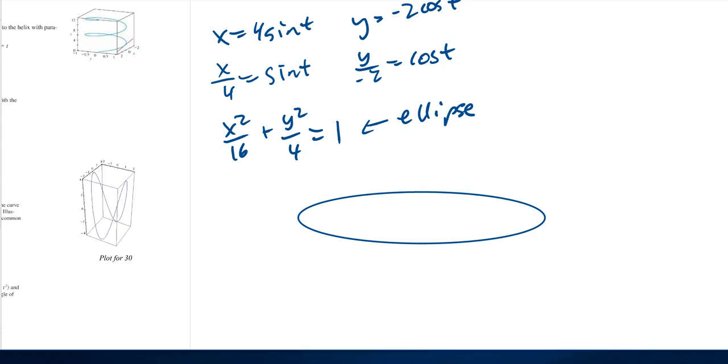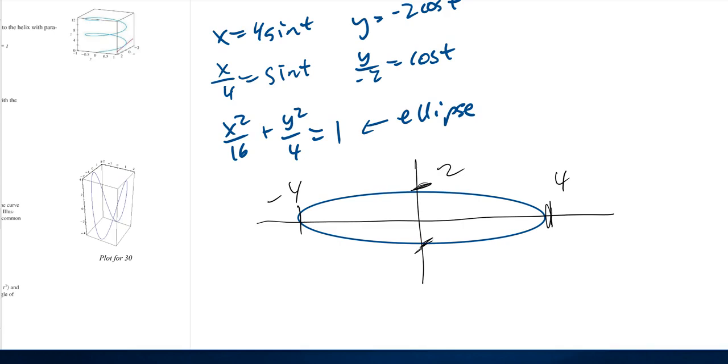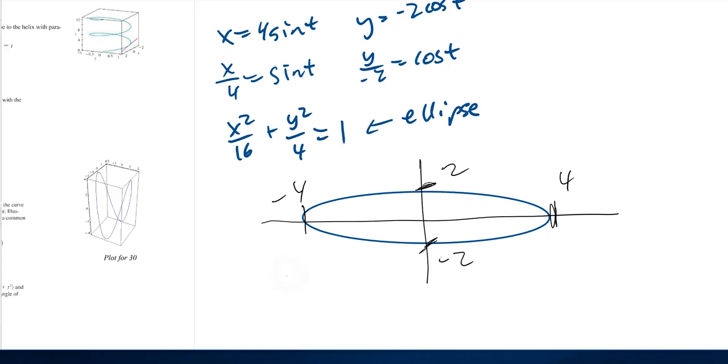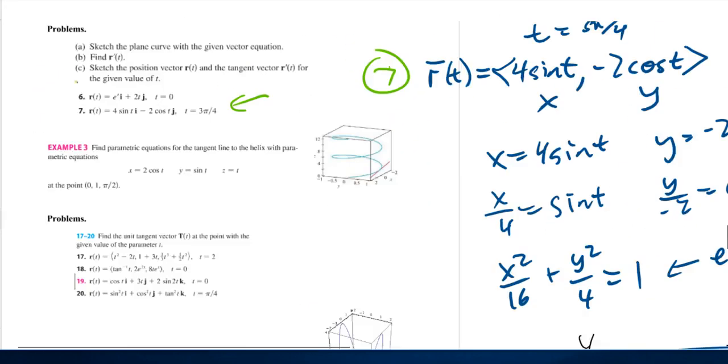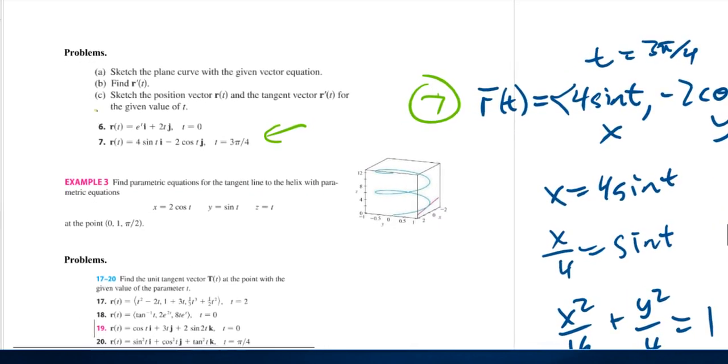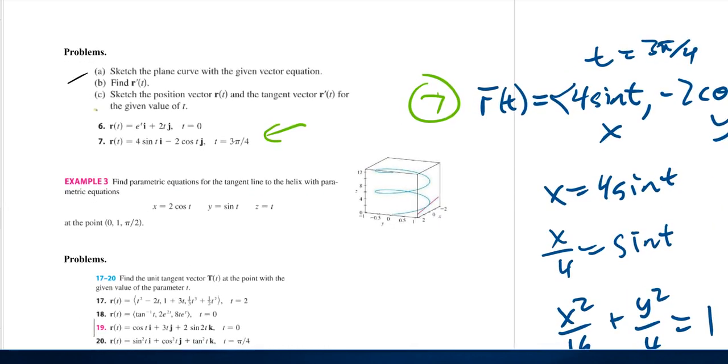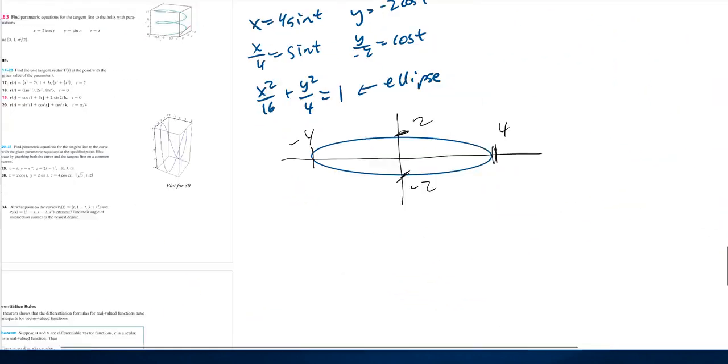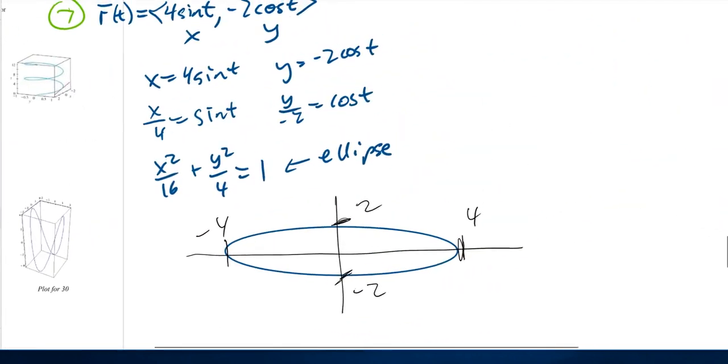So let me draw that in a different color, black. Where right here is 4, and here is -4, and then up here, when the y direction is 2, and down here is -2. All right, so that's the ellipse. So part 7 says, so we sketched it. And now find r prime of t. Well, that's not hard, we just find the derivative of it.